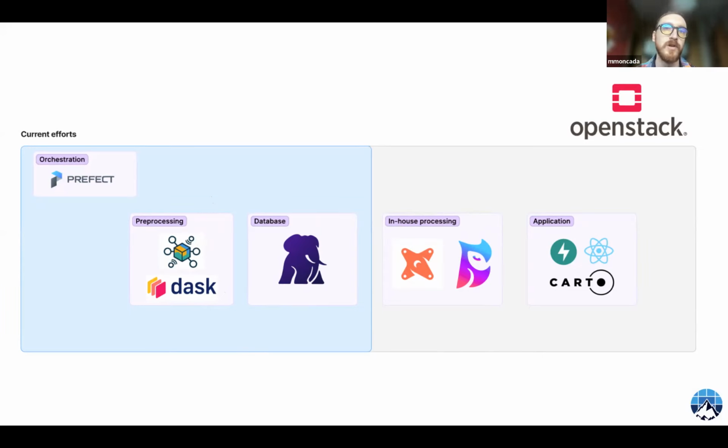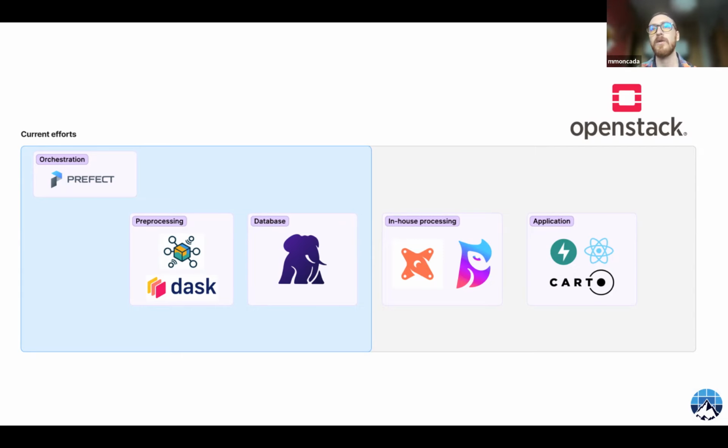We're using PostgreSQL in a Kubernetes-deployed manner. So we're basically going to be based on the CloudNativePG project. And then for in-house processing, we're going to use dbt together with PostgreSQL.